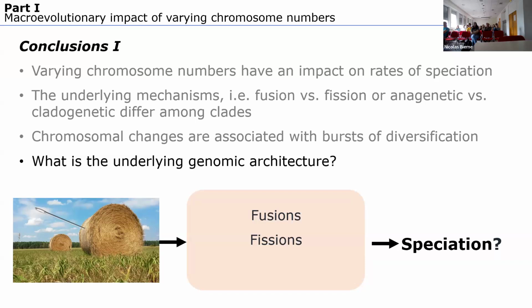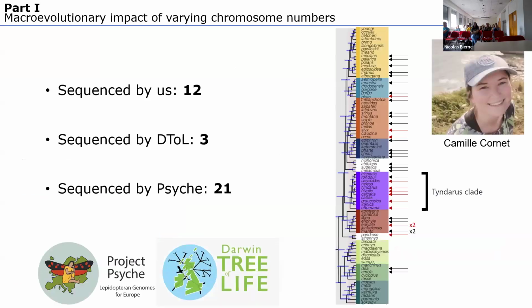And to do that, we first generated our genomic haystack by sequencing and assembling 12 chromosome level genomes. So this is now work by my PhD student, Camille. We also got 3 genomes from the Darwin Tree of Life initiative. And then we also became part of this recently launched project called Psyche. So Psyche aims to sequence reference genomes for all European Lepidoptera, about 10,000 species in the next 5 years. So the first 500 is already online, another 500 by the end of the year. If anyone wants to join it, please discuss with me later on.